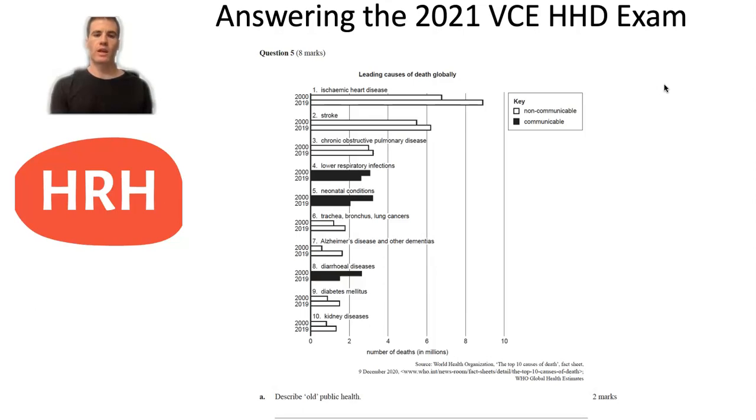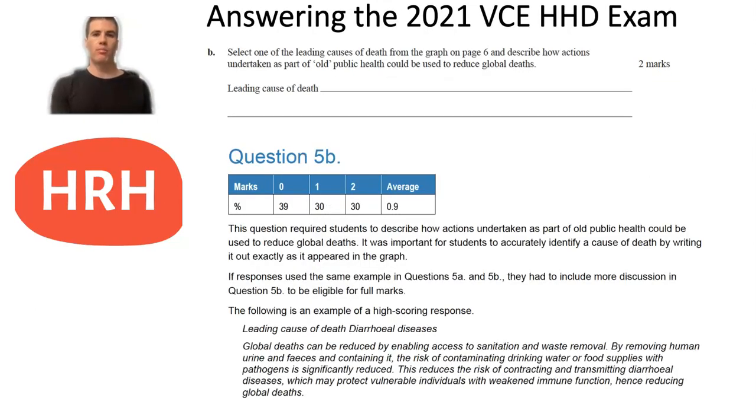So A, for 2 marks, was asking you to describe old public health. So you had to have 2 points here. Something along the lines of: this referred to a public health approach prior to the 1950s that focused on the physical environment and conditions that were mostly communicable or infectious diseases, would have gotten you most likely 2 marks. You could have also mentioned some examples of old public health, such as improved access to things like clean water and sanitation.